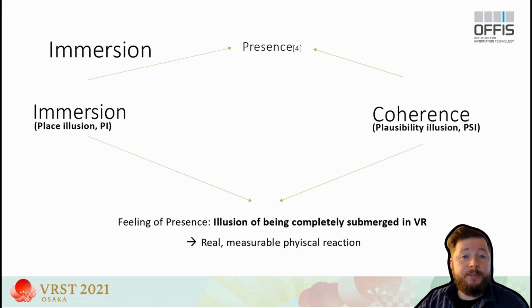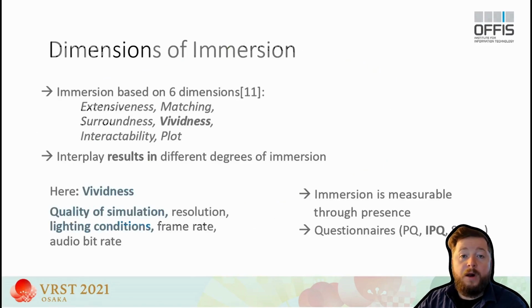These two concepts together lead to a feeling of presence, or more specifically the illusion of complete submersion in VR. Although immersion is based on 6 different dimensions, we focus solely on vividness, as it relates to those qualities of a system which we earlier identified as being a rather important cost factor during development. Within our study, we use different qualities of simulation and lighting conditions to see if they have an effect on this reaction to a stressful scenario.